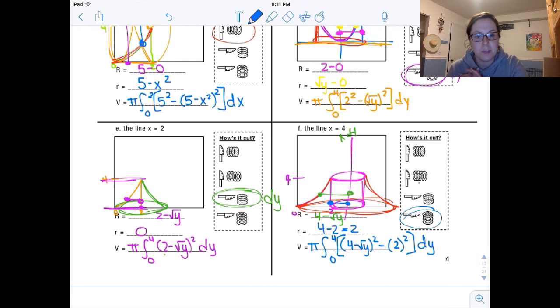Volume is the accumulation of area. And come see me with questions if you have them tomorrow. All right.